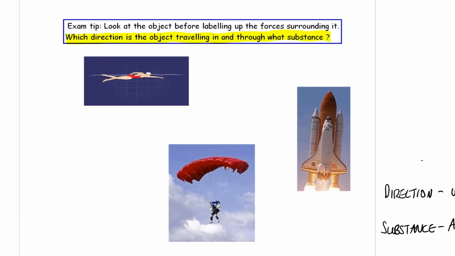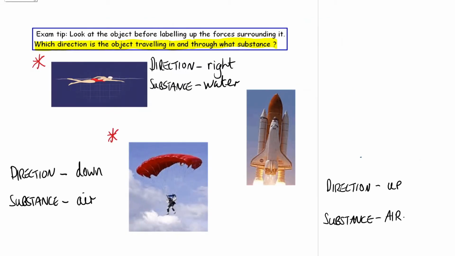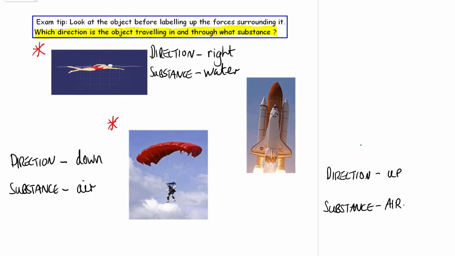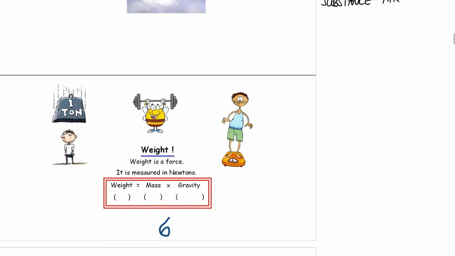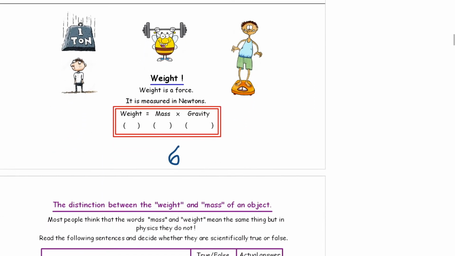Your task now then is to do the same for the parachutist and the skydiver and the swimmer. Direction and substance, please. Pause the video and complete. Check your answers against the ones I've just written in and self-assess. Now we can move on to a particular type of force, weight.